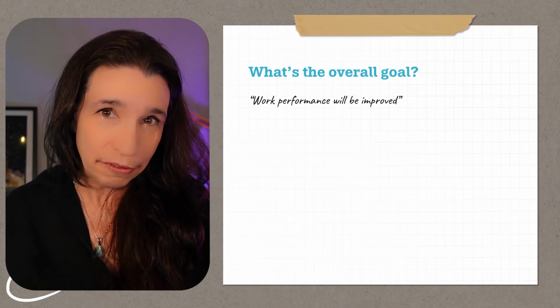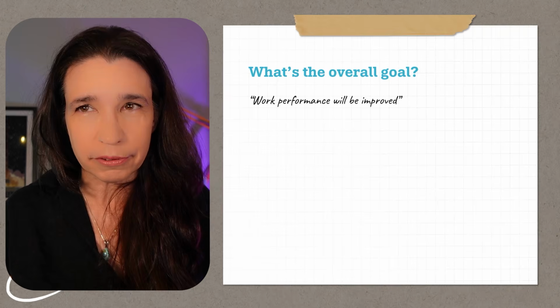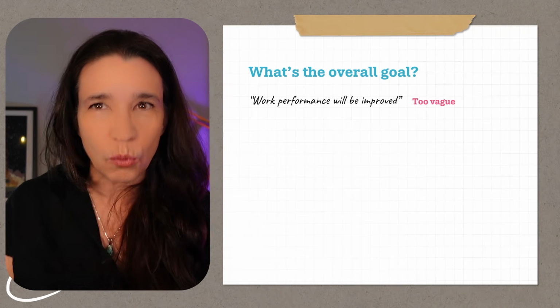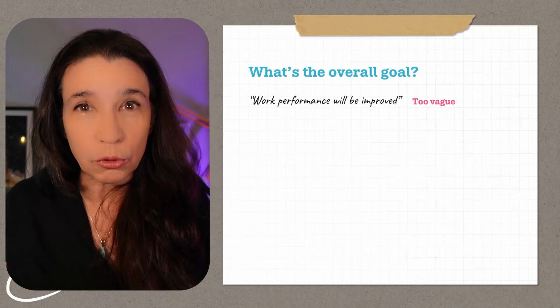First, there's the super vague, like work performance will be improved. What performance are we talking about? And you want it to improve from what to what. If I don't know what we're aiming at, I don't know what to build.